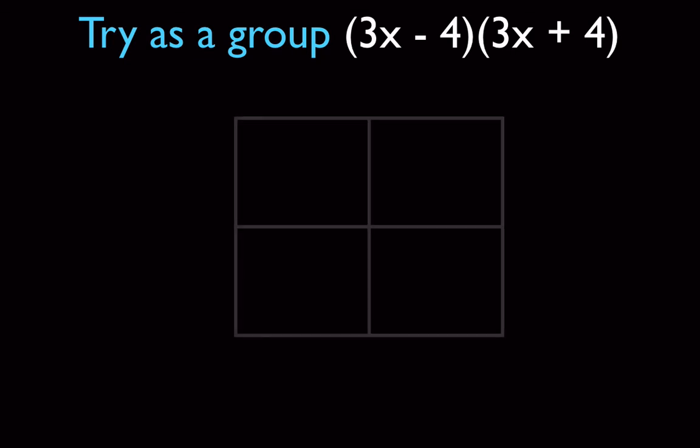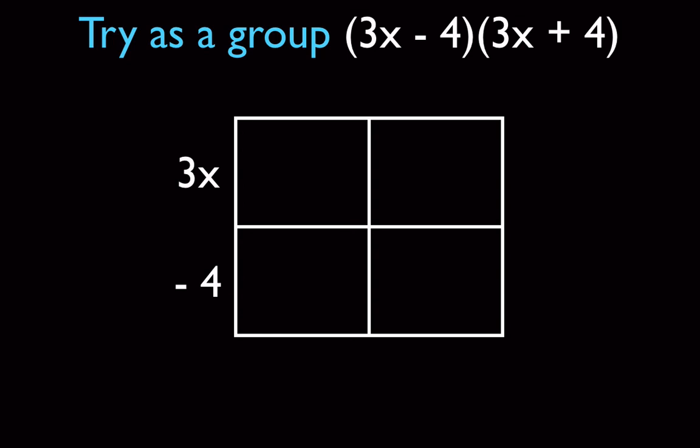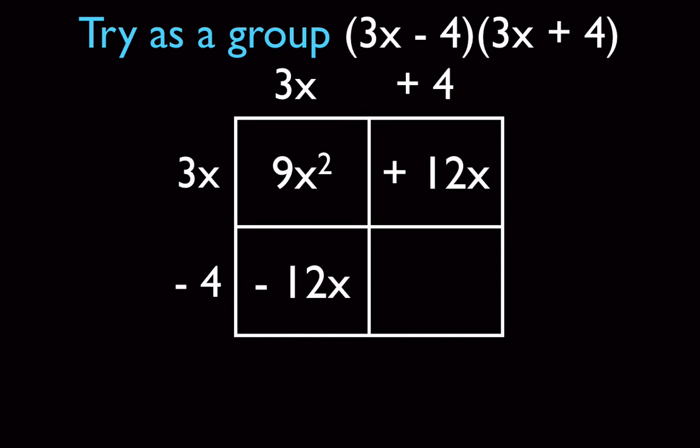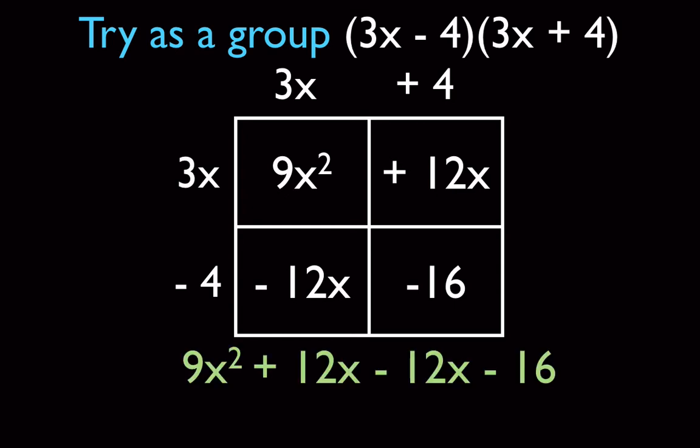Okay, so we're going to go ahead and label it. Multiply it out. I get 9x squared, positive 12x, negative 12x, and negative 16. So right off the bat, you may notice that I have a positive 12 and a negative 12. When I go ahead and I subtract those, they cancel out. Okay, 12 minus 12 is 0.